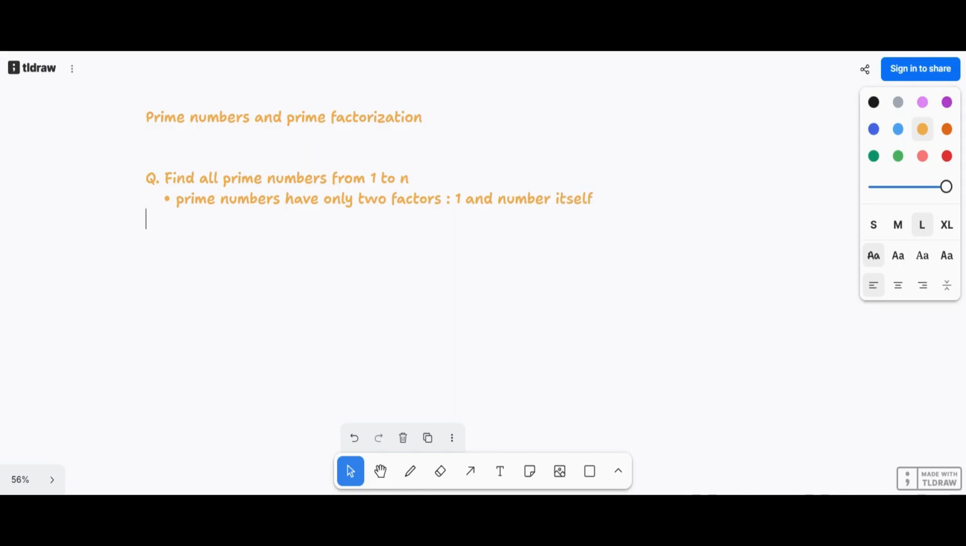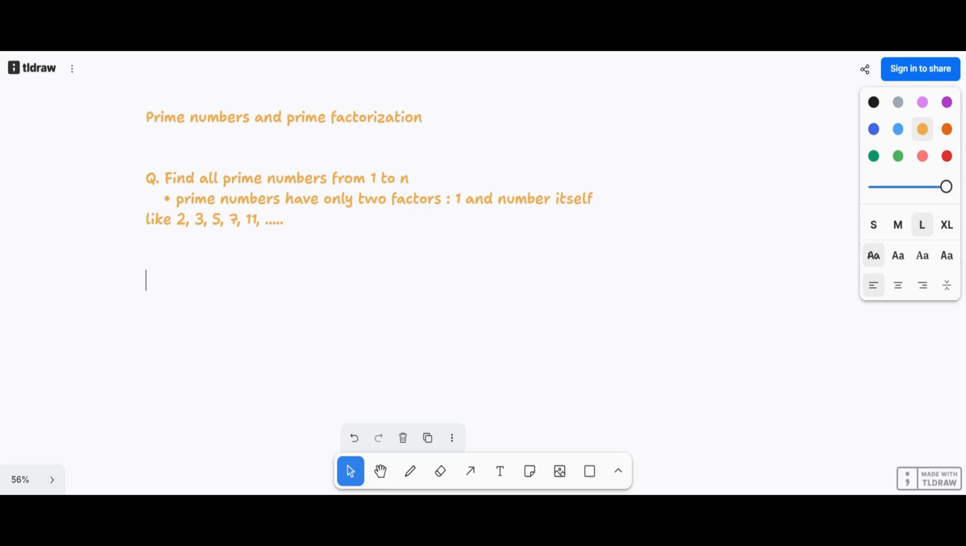Those are called the prime numbers, like 2, 3, not 4, right? 5, 7, 11, and so on. These are all prime numbers. They do not have any factors other than 1 and themselves. 1 is neither prime nor composite. Composite numbers are the numbers which have other factors.